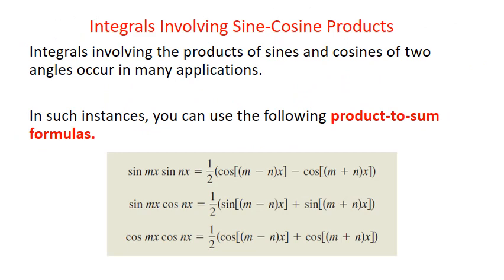Okay, let's take a look at something a little different now. Now we are going to talk about integrals that involve products of sines and cosines, where there are two different angles. So hopefully from your trig class back in the day, you remember these product to sum formulas. And chances are you don't remember these product to sum formulas, but here they are. Pause the video, take a look at them, and we will apply these rules in the next example.